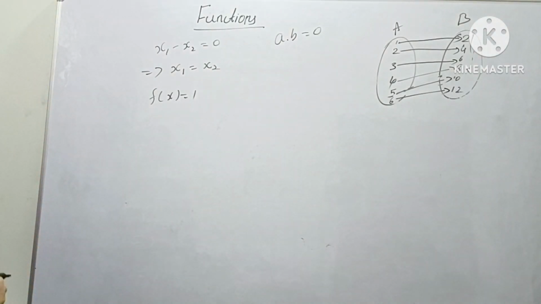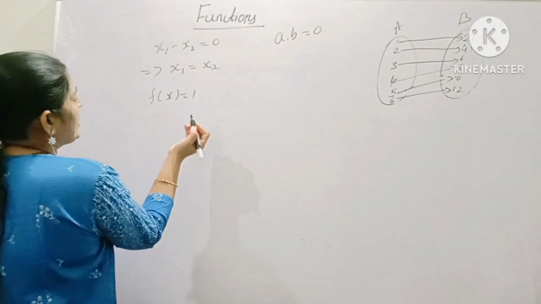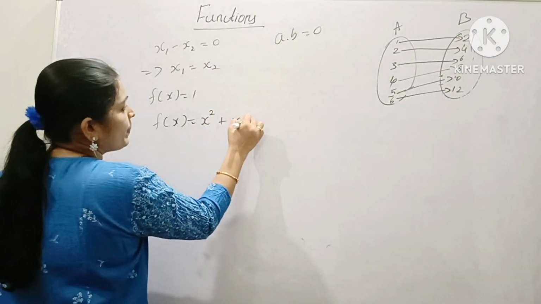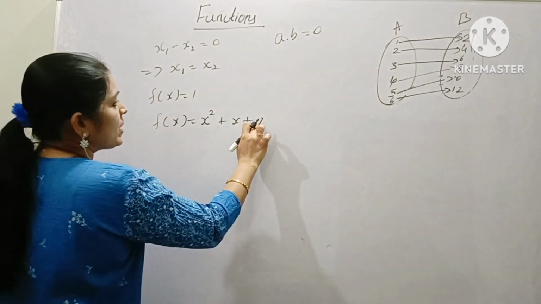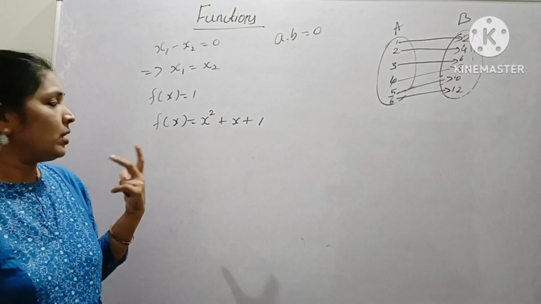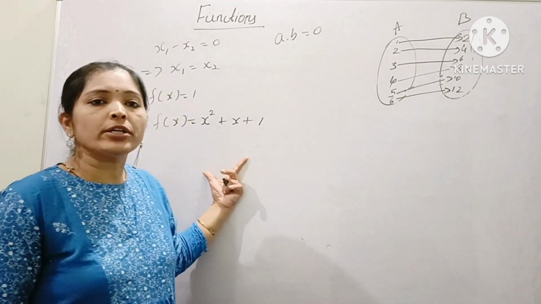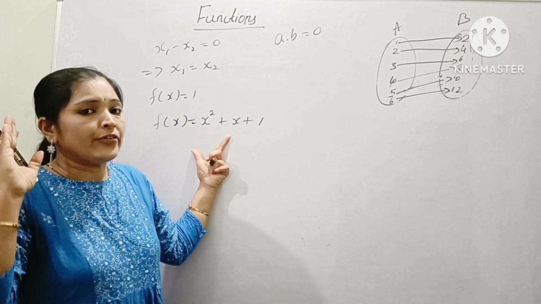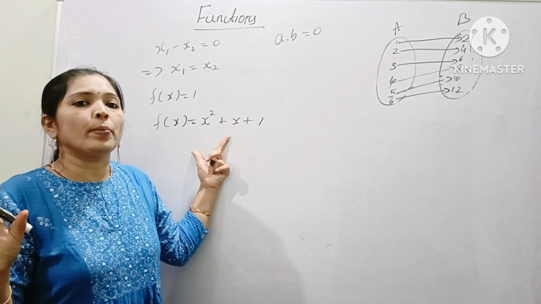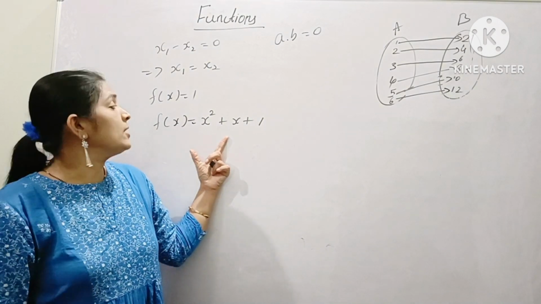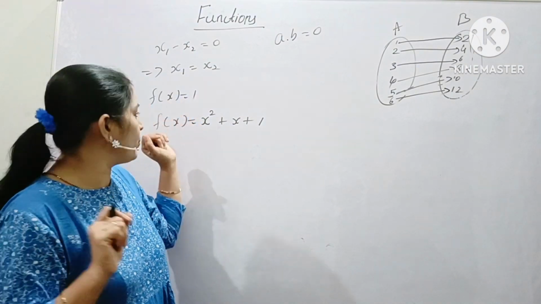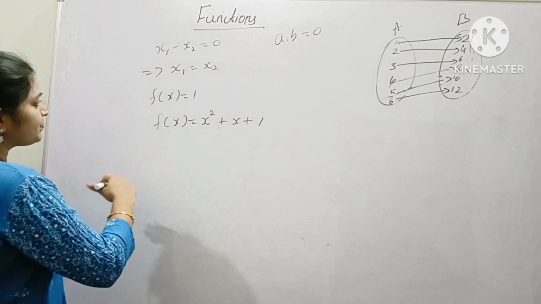Okay, so here f of x is equal to 1. What is our function? The given function is f of x is equal to x square plus x plus 1. So here we have to prove the function is not onto. What is an onto function? Every element of the codomain has a preimage, right? So here we have taken one image, that is one element of the codomain. Let us see what will happen.